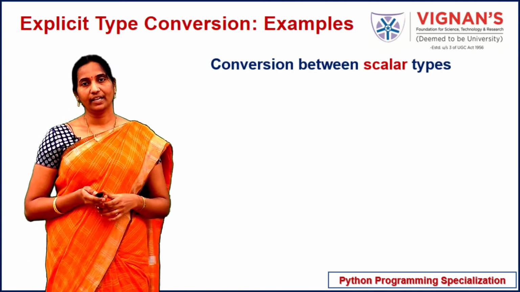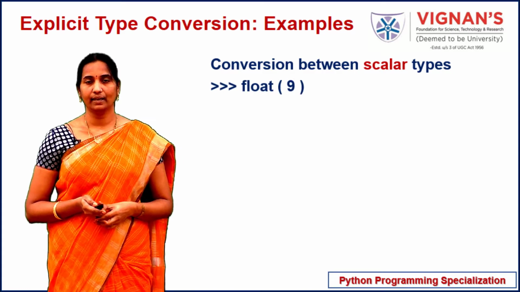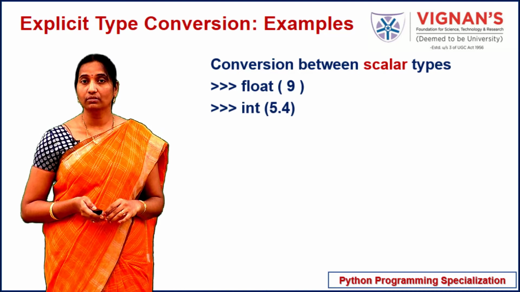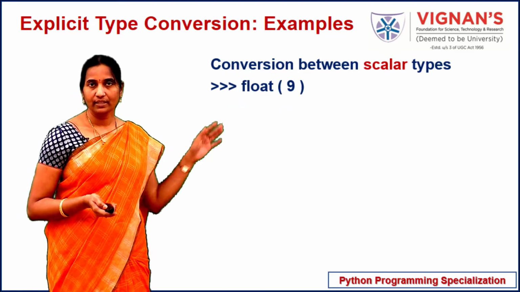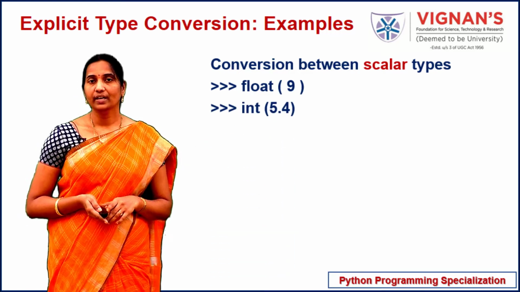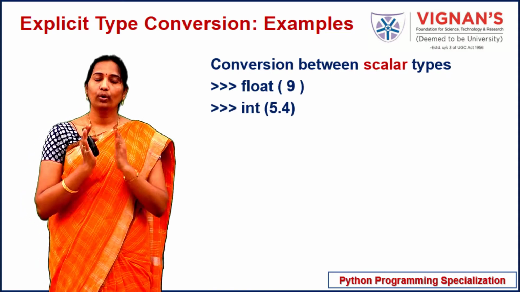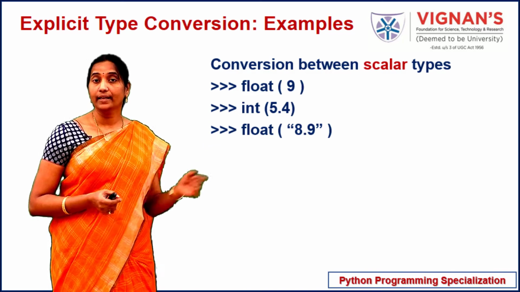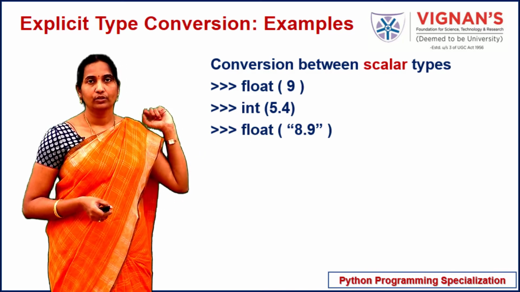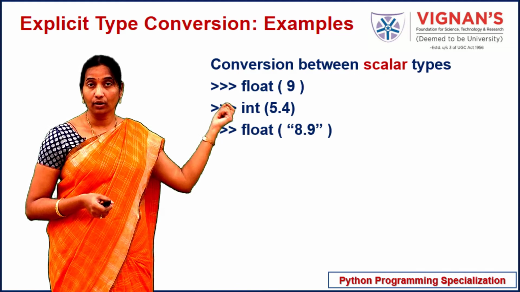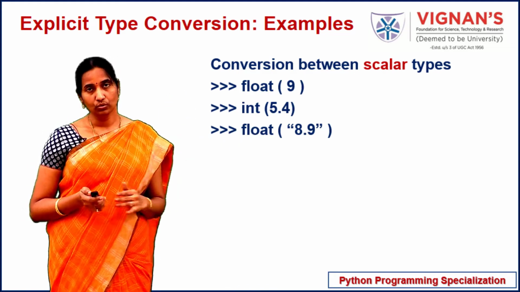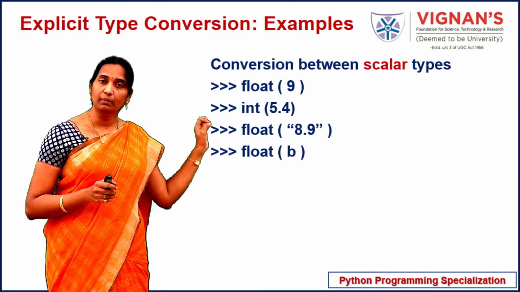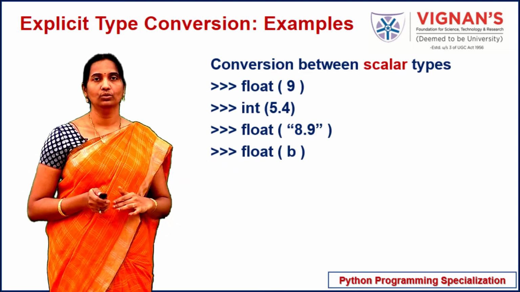Let's see how we can use the conversions between the scalar types. float(9). Here 9 is actually an integer, but I am trying to convert that to a float. Now if you consider int(5.4), here I am trying to convert a floating point number to an integer. Here float("8.9"), actually 8.9 is passed as a string. The floating point value, which is actually of string type, you are converting to float. So now float(b). Whatever value is available in b, you are trying to convert to float type.